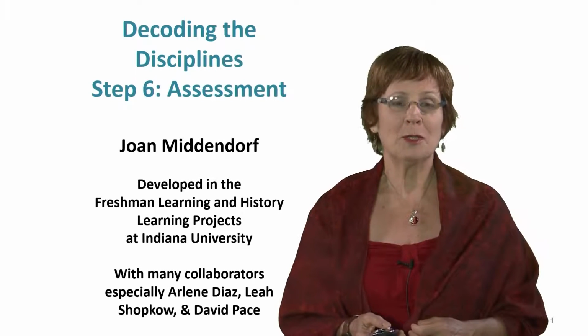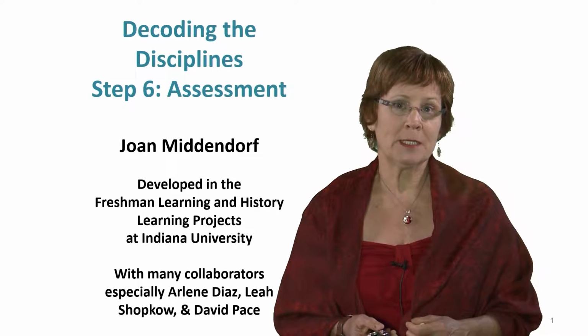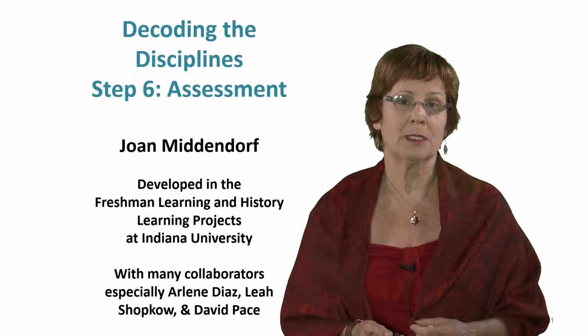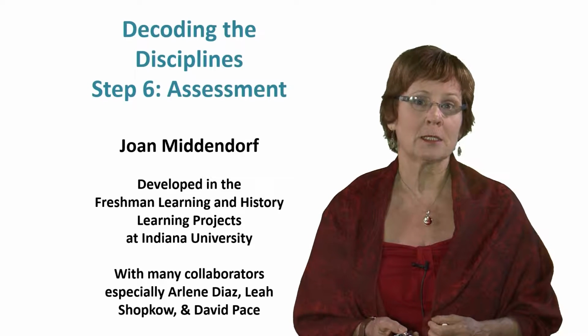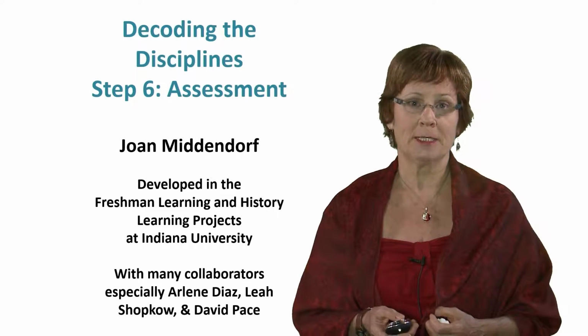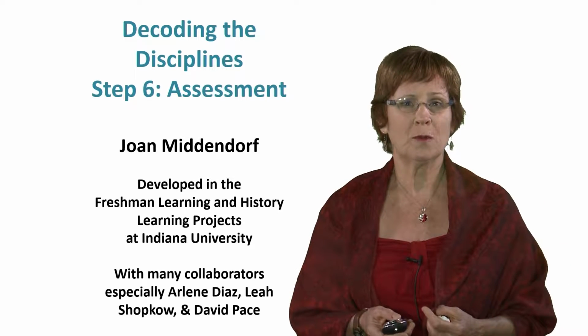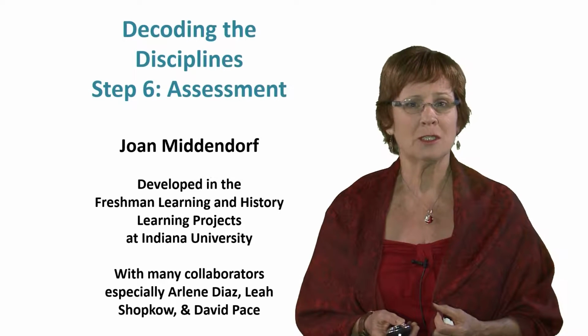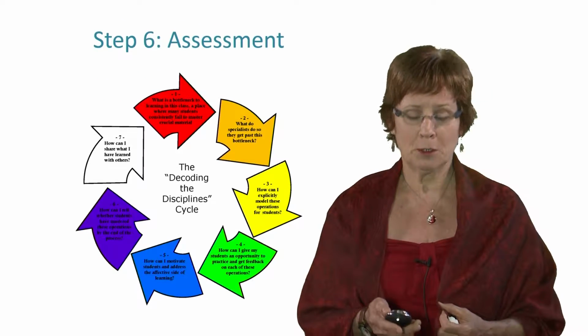Hi, I'm Joan Middendorf, and I'm going to show you today how to check student performance using Step 6 of Decoding the Disciplines. We'll look at some examples of techniques for you to apply to your bottlenecks or to your team's bottlenecks. At Step 6 assessment, we want to check student performance on the specific mental action that students would use to get through the bottleneck that you decoded earlier.